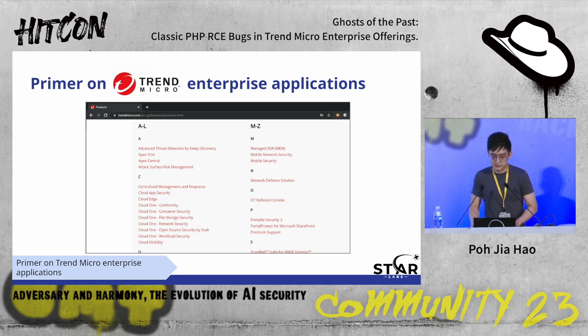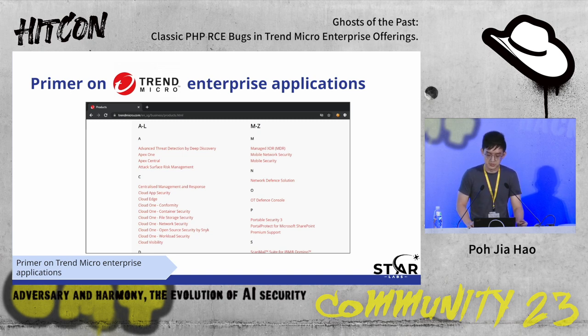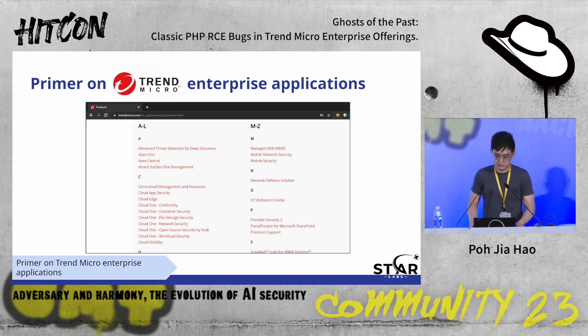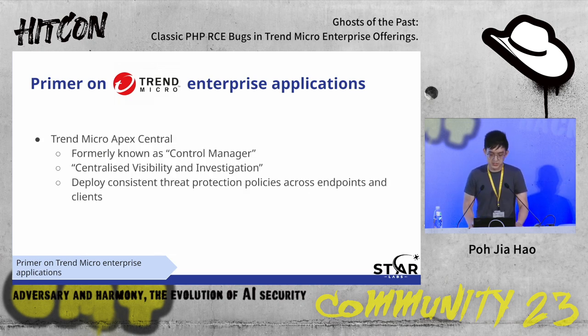If you look at the enterprise applications page, it's abundant. There's an entire section for its products, that's A to Z. Some of them are like Apex Central, Apex One, Mobile Security. This often comes with a web dashboard for admins to have an easier time in management. The main applications for today are Apex Central and Mobile Security.